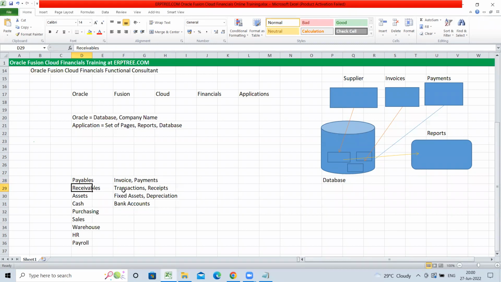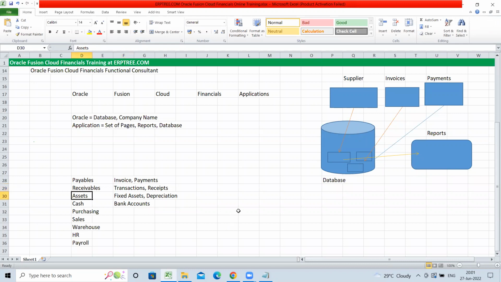And receivables department, they'll create the transaction. That means they sold which item to which customer. Those details they maintain. To which customer, what item we sold, how much amount customer has to pay, when customer is going to pay. All the details they'll maintain as a part of transactions. Whenever they receive the payment from the customers, they create the receipts.